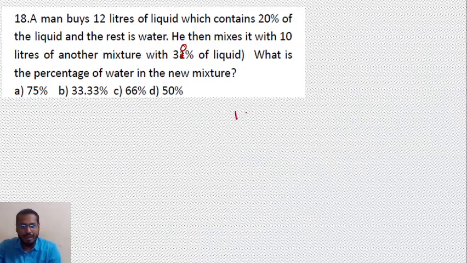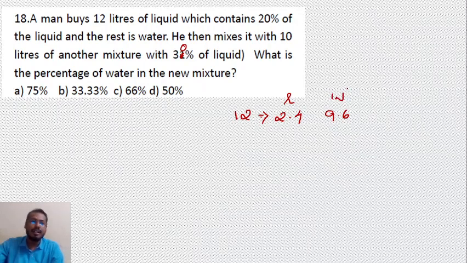Out of 12 liters, 20% is liquid, correct? Rest is water. What is 10%? 1.2. 20% is 2.4 liters. So 2.4 liters is liquid, remaining is water. So out of 12, minus 2.4 means 9.6. 9.6 is water.